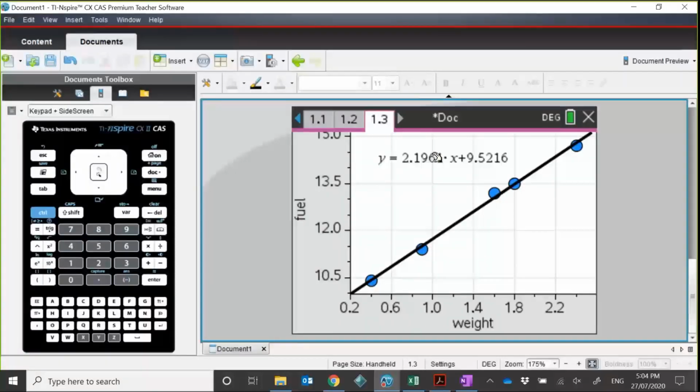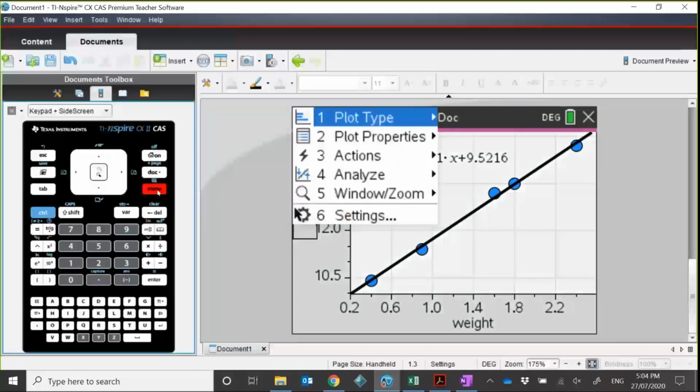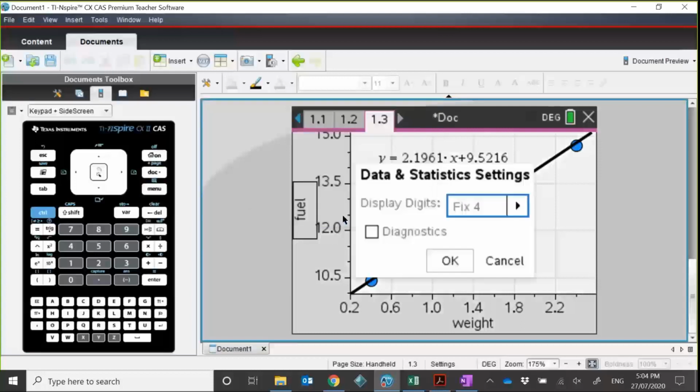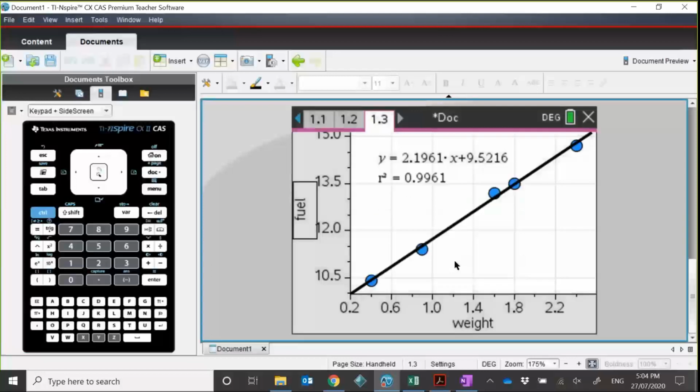Now, depending on the settings on your calculator, we can also show the R² value. I can't see the R² value at the moment, but if I hit my menu key and go to Settings, I can put on the diagnostics. And if I do that, I now get my R squared value on there as well, and that's very useful for the other parts of the question that are about to come up. Now remember, the Y is referring to the fuel consumption, and the X is referring to the weight of the load that you are carrying.